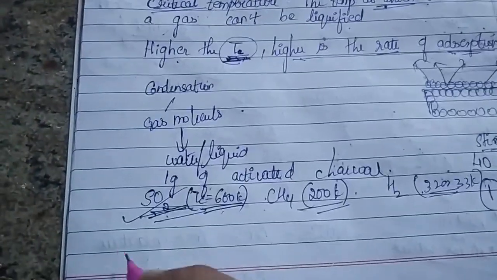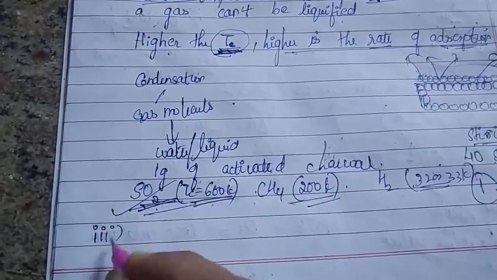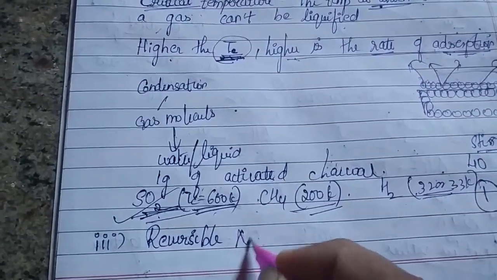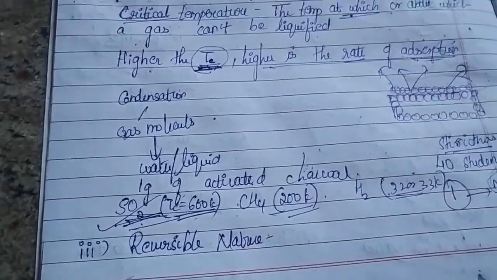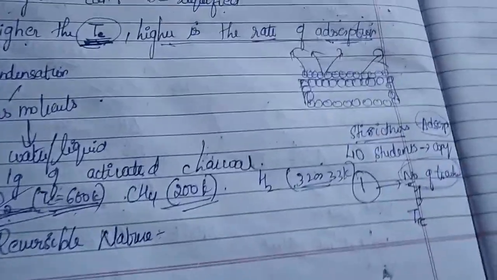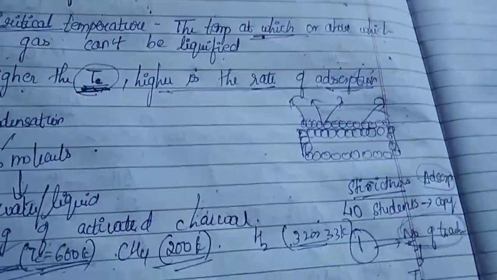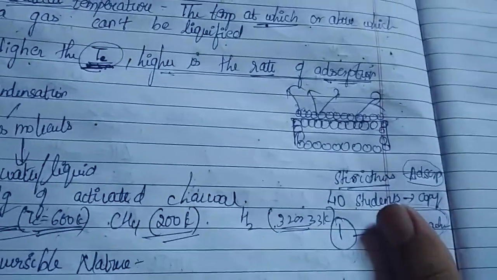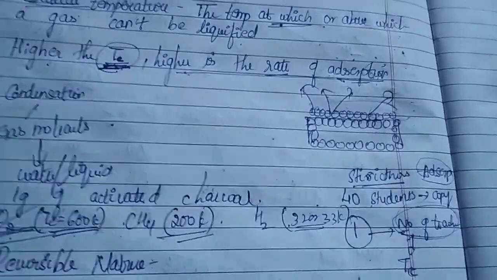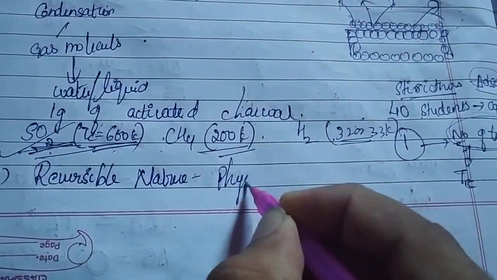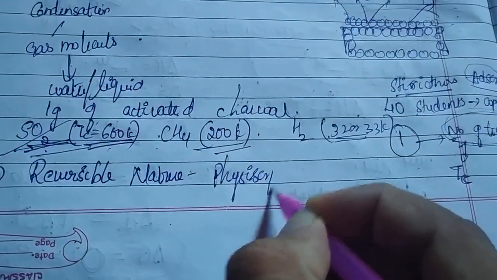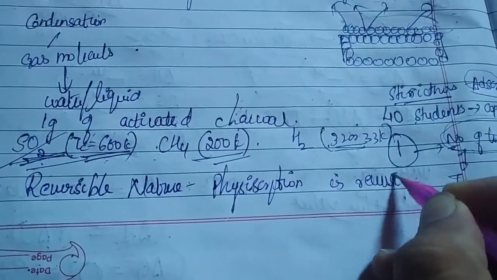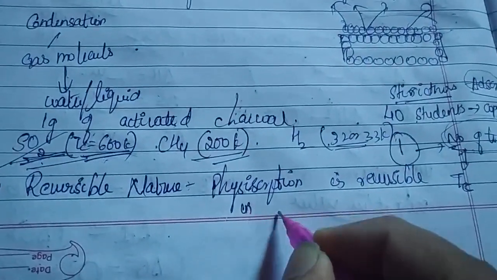Coming to another characteristic, now let us see. It is with respect to the reversible nature. Please do remember, as I have mentioned, whatever the van der Waals force is, it is a weak van der Waals force. So easily we can break it. So when such easy breakage is possible, what happens? Easily we can say that physical adsorption is reversible in nature.